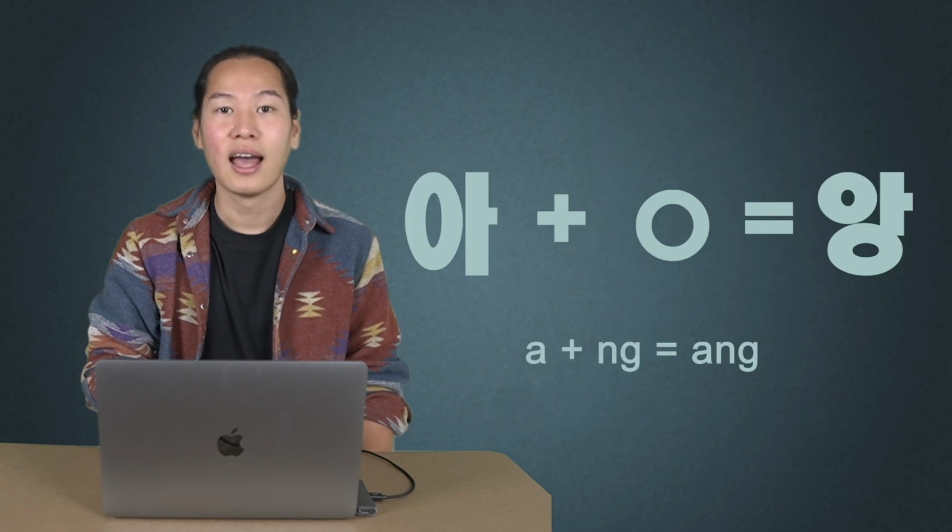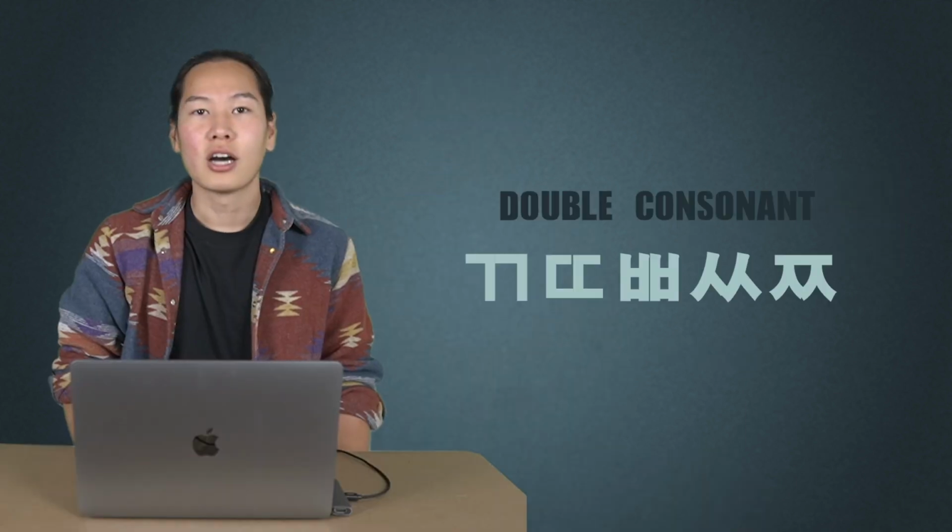When it's used as an initial consonant, it only behaves as a placeholder, which means it's only there to form a word without affecting the sound. But when it's used as a final consonant, it makes sound. For example, 아, 앙.